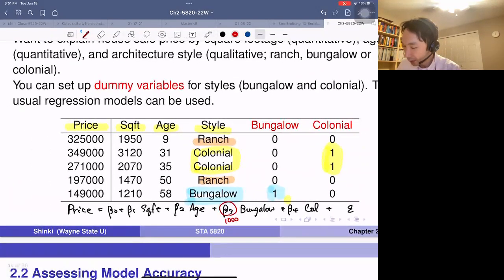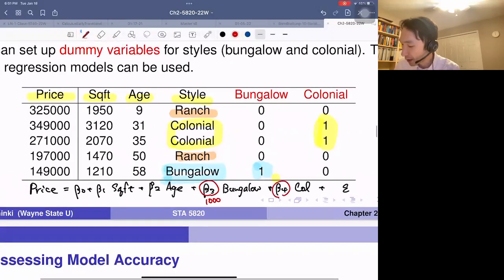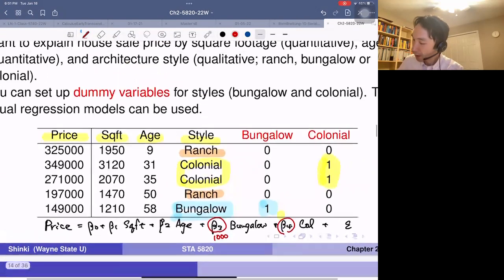So often even the students who finished 5030 sometimes don't really understand what this beta 3 means and what this beta 4 means. So this is the difference between ranch and bungalow, not just specific for bungalow.